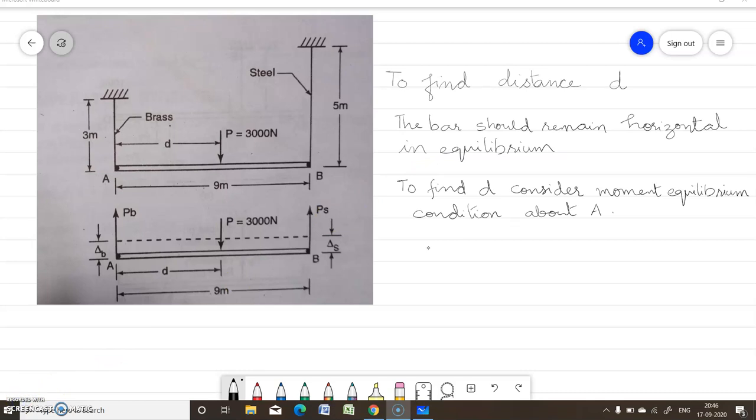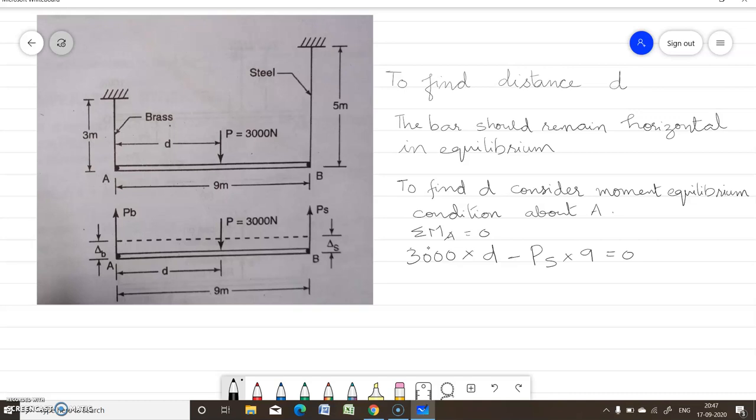To find distance D, the condition is the bar should remain horizontal, that is, in equilibrium. So let us find D by considering the moment equilibrium condition about A. Let us take moment of all these forces about A. The 3000 Newton load about A is producing a clockwise moment. So let us write sigma M about A is equal to 0. 3000 into D, which is producing a clockwise moment, and this is producing an anti-clockwise moment about A, minus PS into distance 9, equal to 0.